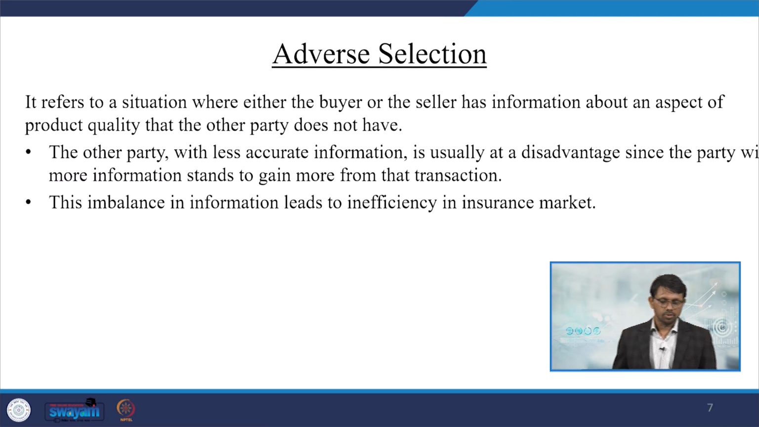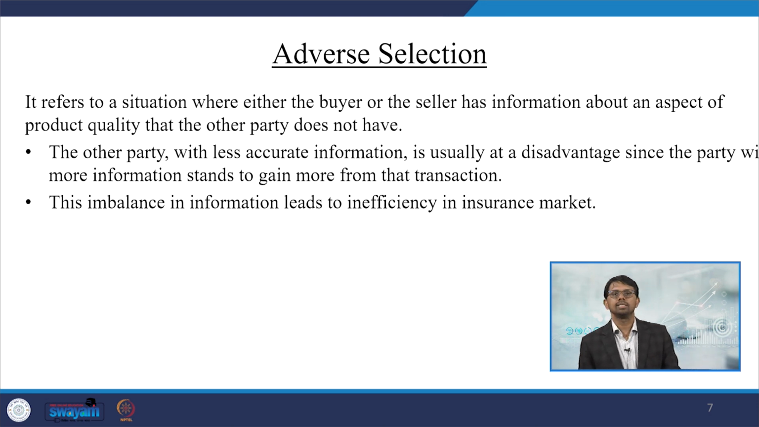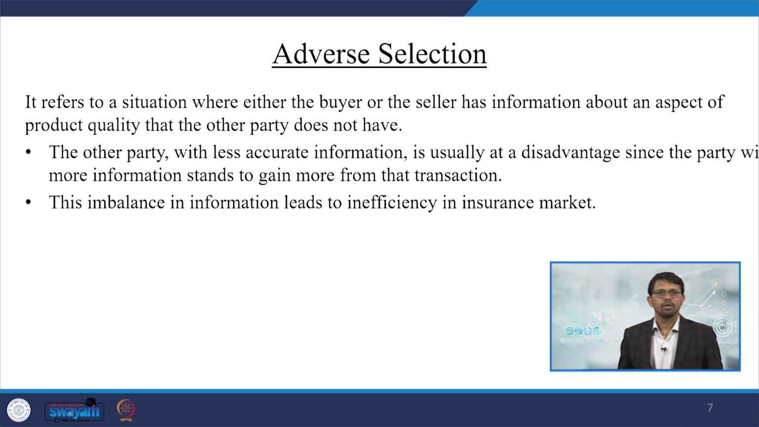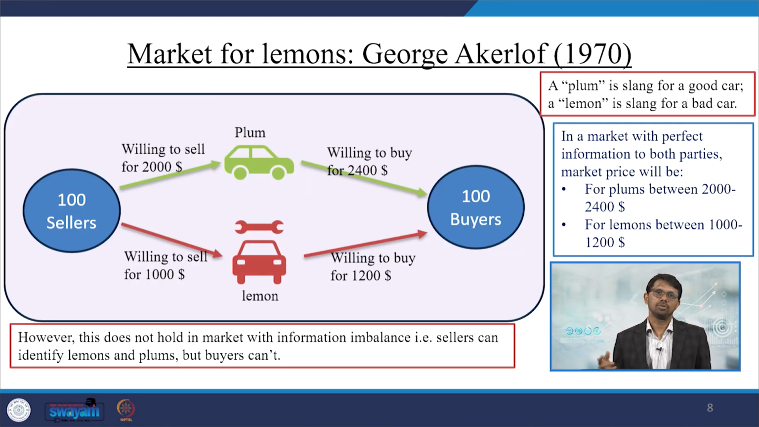So, adverse selection refers to a situation where either the buyer or the seller has information about an aspect of the product quality that the other party does not have. The other party with less accurate information is usually at a disadvantage, since the other one has taken the advantage. The imbalance in information leads to inefficiency in the insurance market. We are actually going to discuss this.